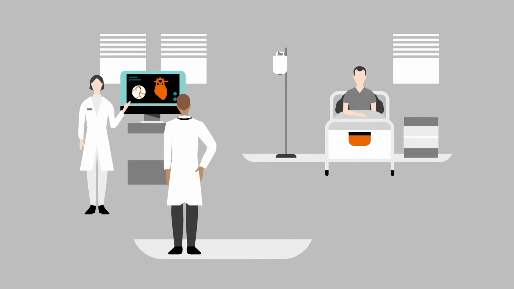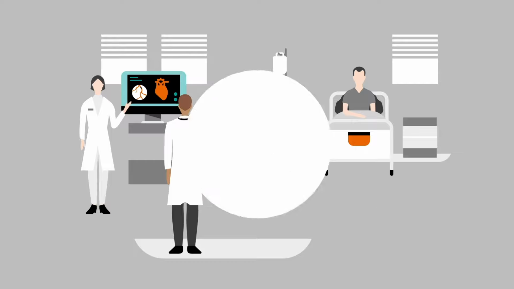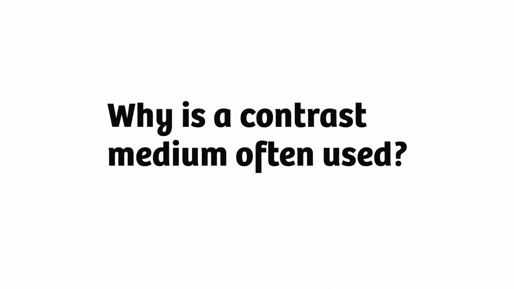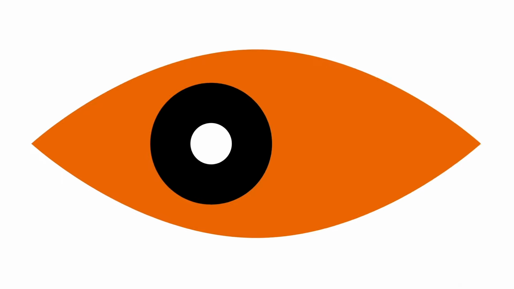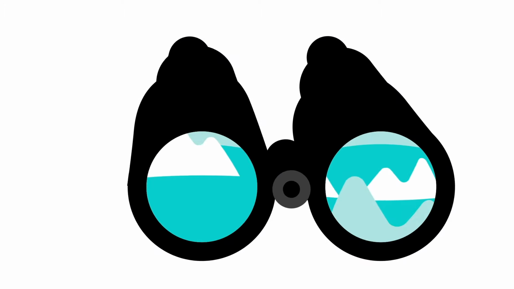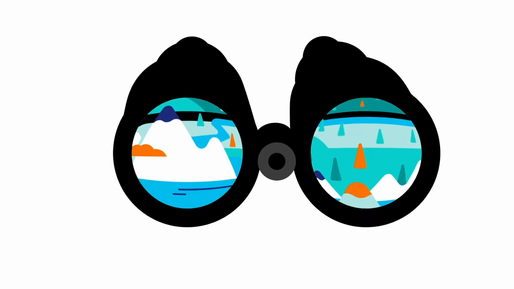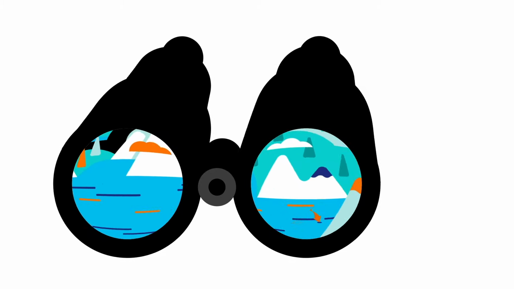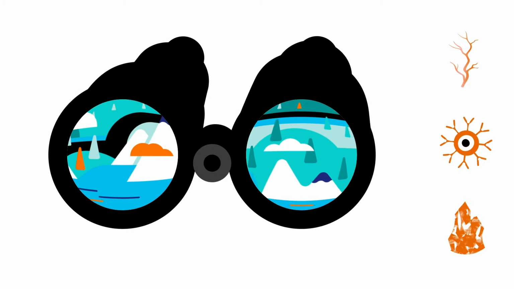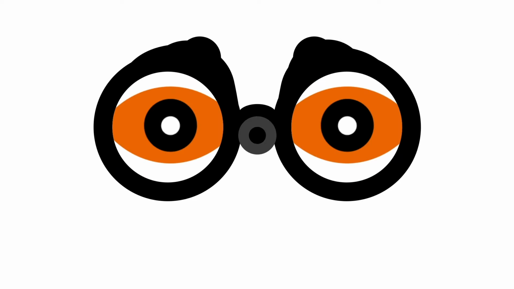On the basis of the 2D or 3D images, the radiologists reach a diagnosis. They then discuss the findings and therapy recommendations with their medical colleagues. Before the scan, it may be necessary to administer an agent that increases contrast in the images, a so-called contrast medium. This makes it easier to differentiate between different tissue structures. Blood vessels, tumors, and inflammations are imaged more precisely, and diseases are detected earlier and more reliably.